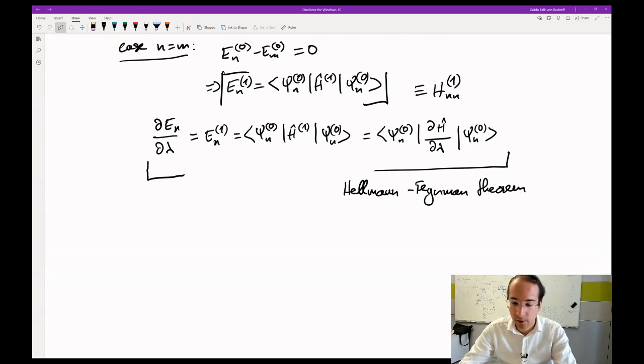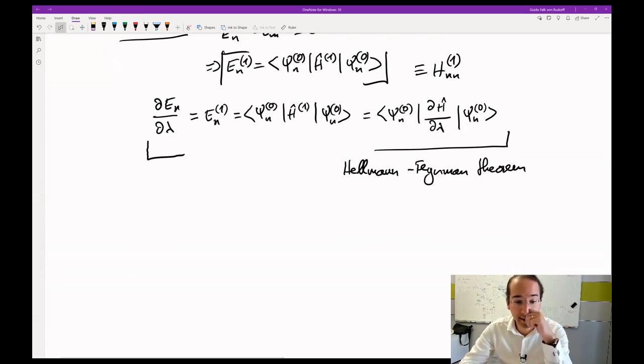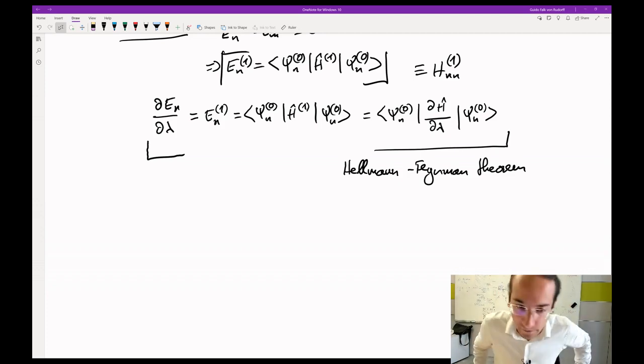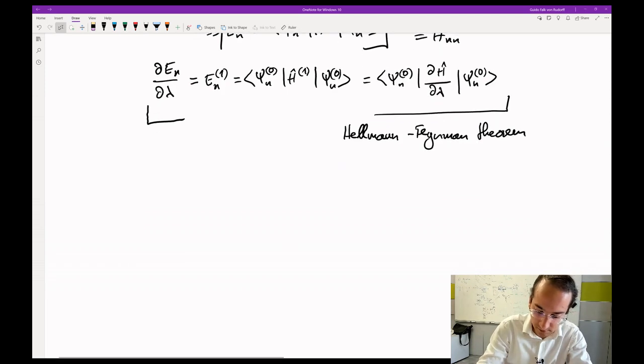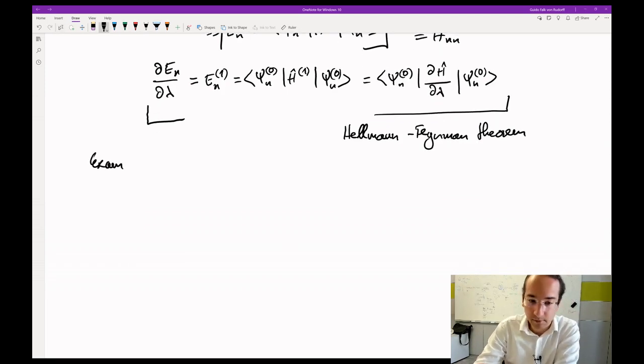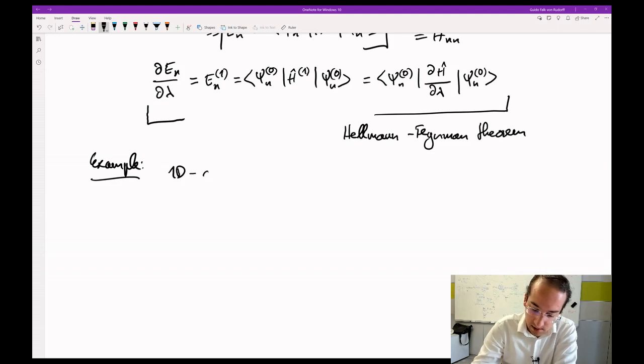Okay, now we have this harmonic oscillator earlier in the derivations, and I would like to circle back to that one and maybe give an example of how this would look from a numerical point of view. So let's do one example. And we have this one-dimensional anharmonic oscillator, so 1D anharmonic oscillator.